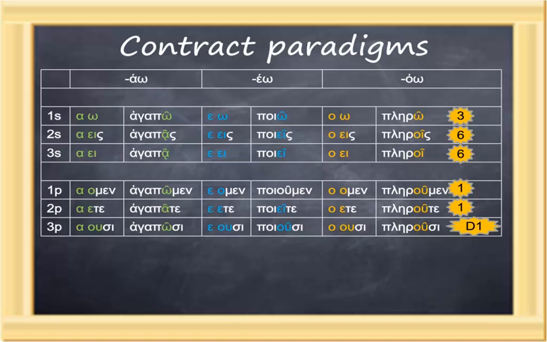In the plurals, omicron plus omicron by rule number 1 contracts to omicron upsilon, pleirumen. Omicron epsilon also follows rule number 1. So the contraction is pleirute for the second person plural. And omicron plus the diphthong omicron upsilon follows the simplification rule. Namely, the initial vowel of the diphthong is identical to the contract vowel, and it just simplifies.